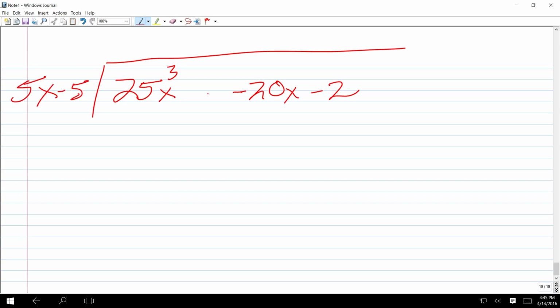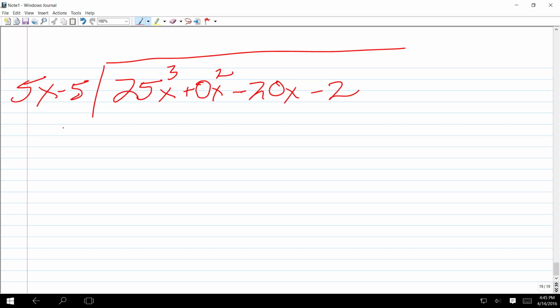Notice why I left a space in there. We do not have an x squared term. So I have to put a dummy variable in there. 0x squared. Haven't really changed the equation at all. 0x squared is the same as nothing. But now I can do the long division. In other words, I have all degrees of x inside and outside.